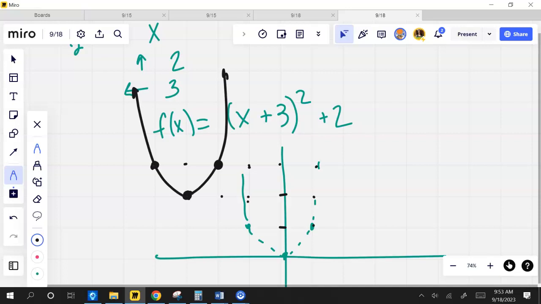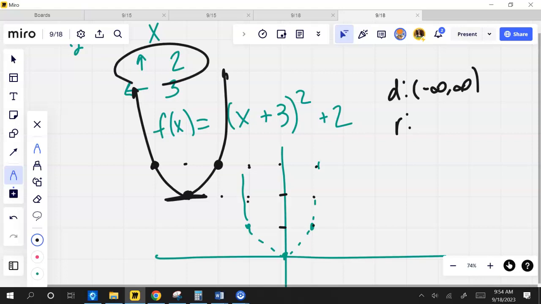What's the domain? Negative infinity to infinity. What's the range? Close. Look at the black parabola. What's the lowest it goes? 2. Somebody said 2. It's 2, right? Because it went up 2. That's why. It went up 2 from where it started. So it goes from 2 to infinity.